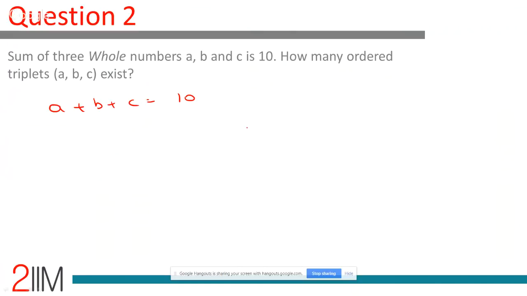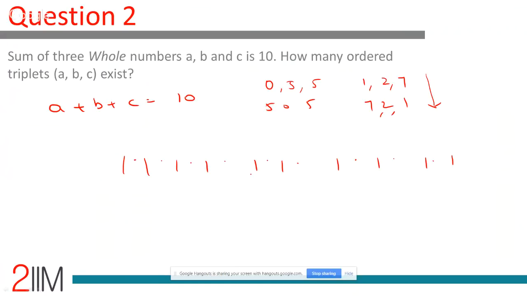So we're looking at possibilities like 0, 5, 5, 5, 0, 5, 1, 2, 7, 1, 7, 2, etc. Obviously, this is going to be time consuming. So, rejig this and say, look, 1, 2, 3, 4, 5, 6, 7, 8, 9, 10. We've already seen how these 10 sticks can be redistributed. We can put plus symbols in any two slots. However, if we followed that approach, we're not going to account for the possibility that A is 0 or B is 0 or C is 0.